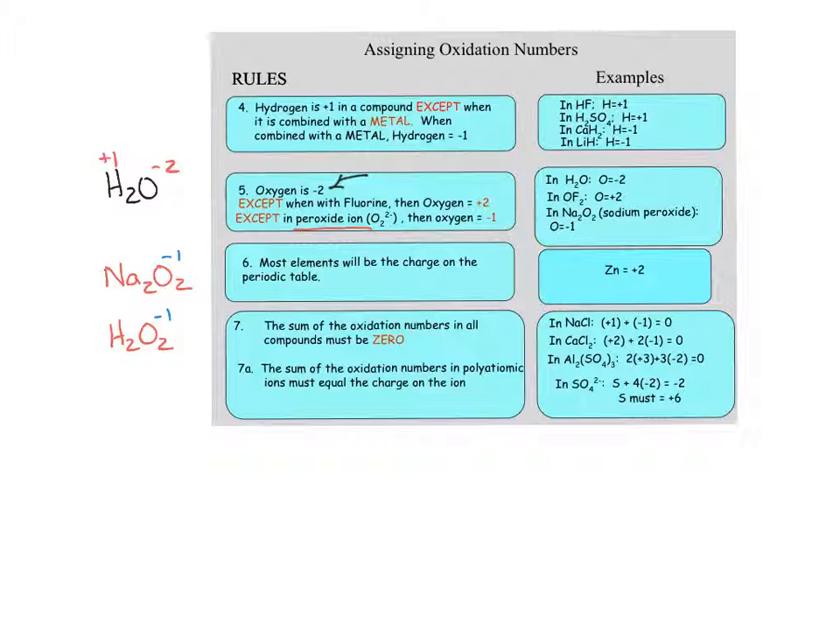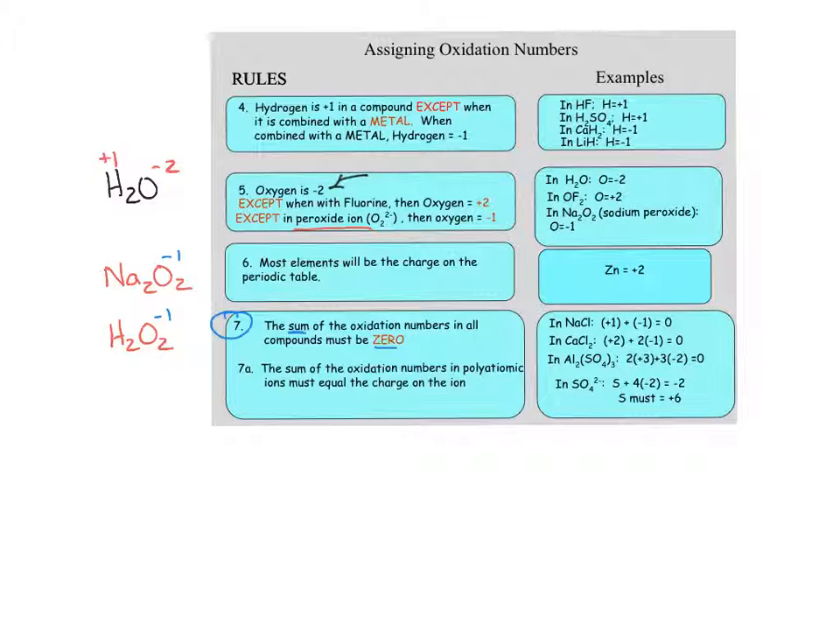Alright, rule 6. Most elements will be the charge on the periodic table. So look at your periodic table. The top number is always the most abundant of the charges. And then rule 7: all of the oxidation numbers in your compound must add to 0, unless it's an ion, and then they add to the charge of the ion.